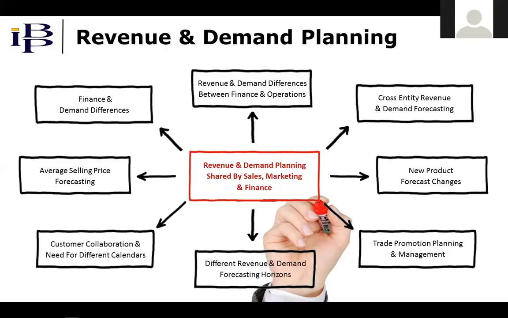And from a revenue and demand planning perspective, if you want to have a single revenue and demand plan that can be used by both finance and operations, you need to be able to have it executed across functions and entities. You need to incorporate new products. You need to be able to have different versions, calculate average selling price. You need to have all these sorts of things in one application that will support a process for revenue demand planning.